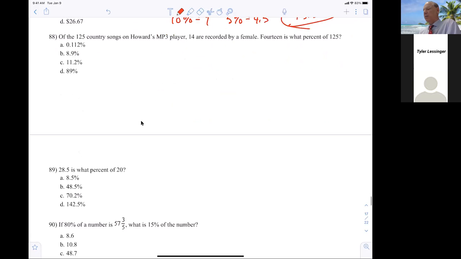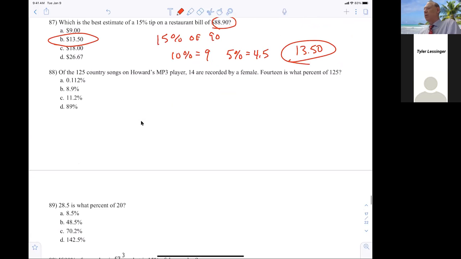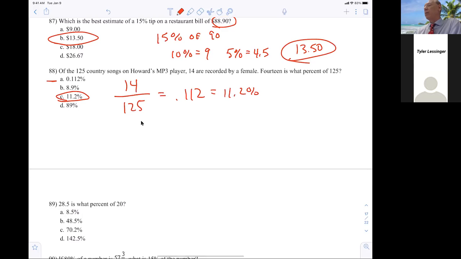All right, 88. All right, we're almost done, guys. But these are important. Of the 125 country songs, 14 are recorded by female, right? So it's just what? 14 out of what? 125. So everybody do that on the calculator or your iPad, whatever you need to do, just practice. What is 14 out of 125? But you would say 0.112, right? Which is 11.2%. Notice how they're trying to trick you with letter A, right?